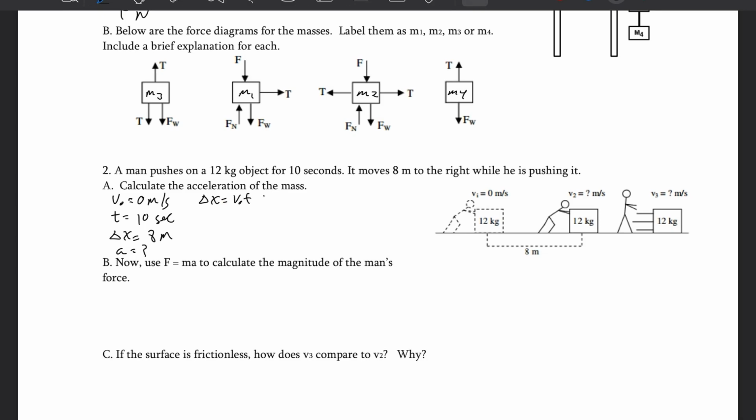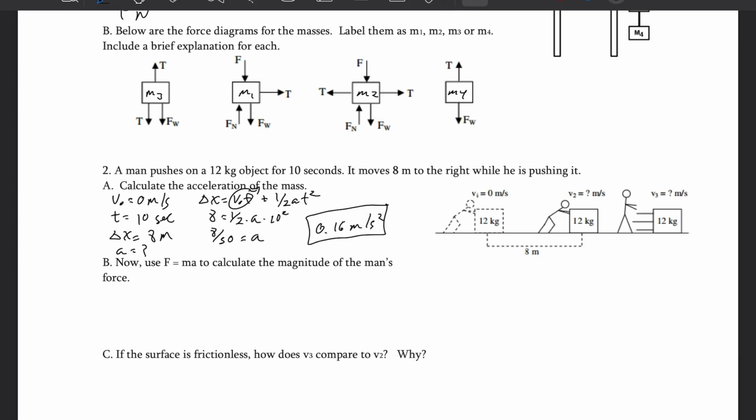v0 t is 0 because v0 is 0, so that goes away. Multiply both sides by 2, divide by t squared, that'll solve for a. I prefer decimals over fractions, so let's try to always use the decimal answer. 0.16 meters per second squared.